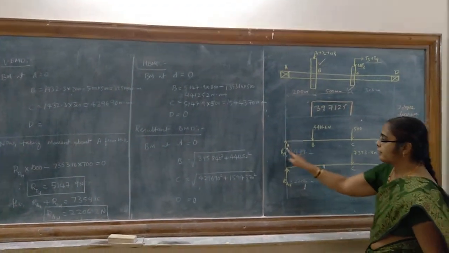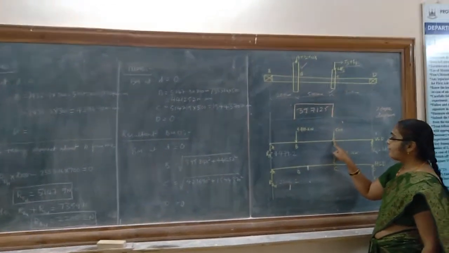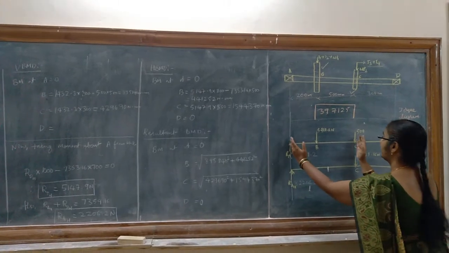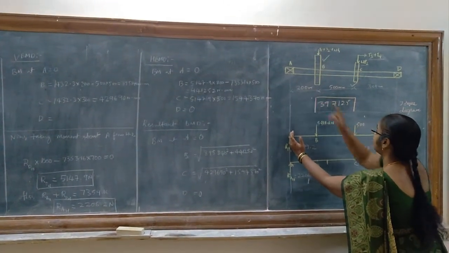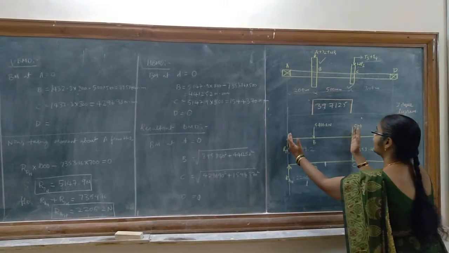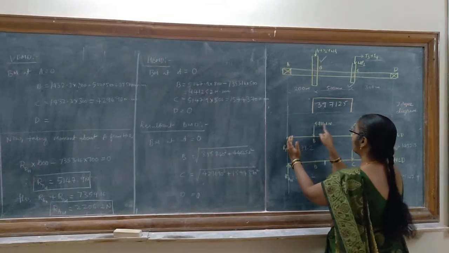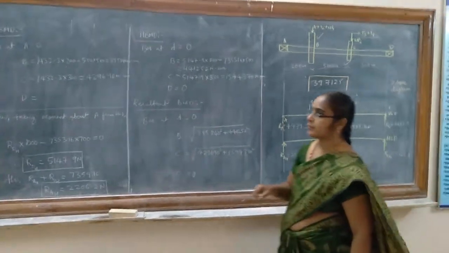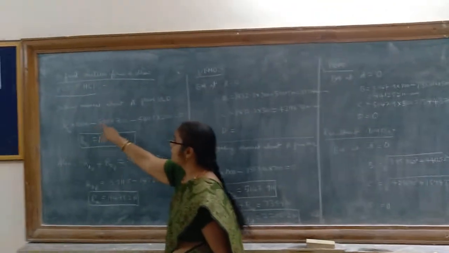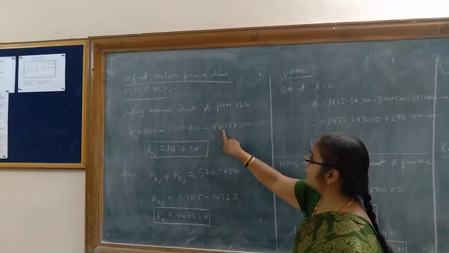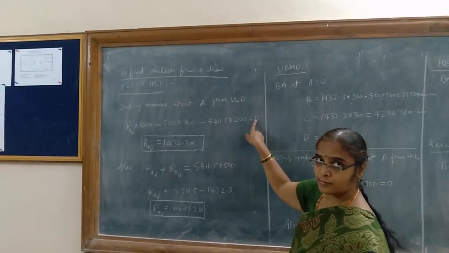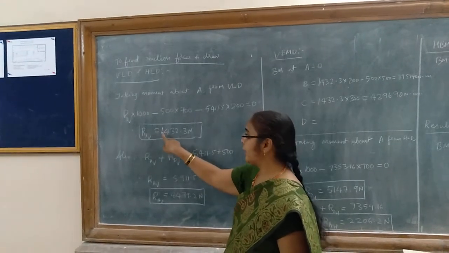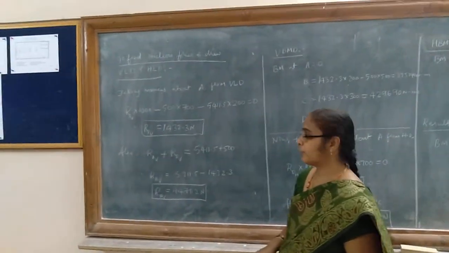Then minus 500 into 700, where 500 is the load and the distance from C to this point is 700, minus the load 5411.6 into a distance of 200. The same thing is represented here: RDV into 1000 minus 500 into 700 minus 5411.6 into 200 is equal to 0. If you simplify this, you will get the reaction at D as 1432.3 Newton.